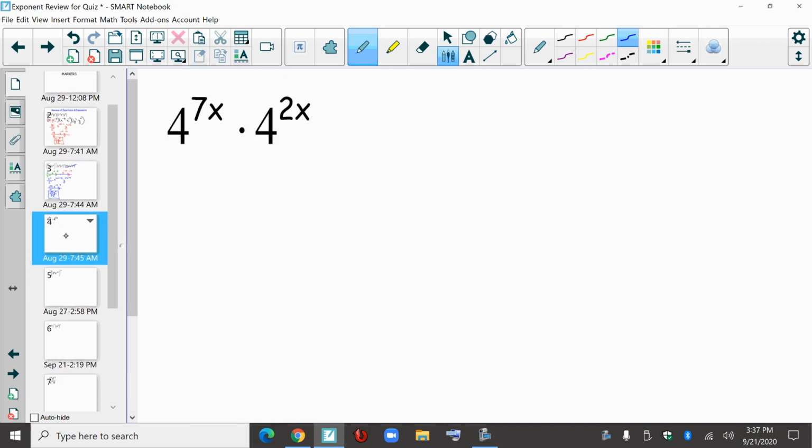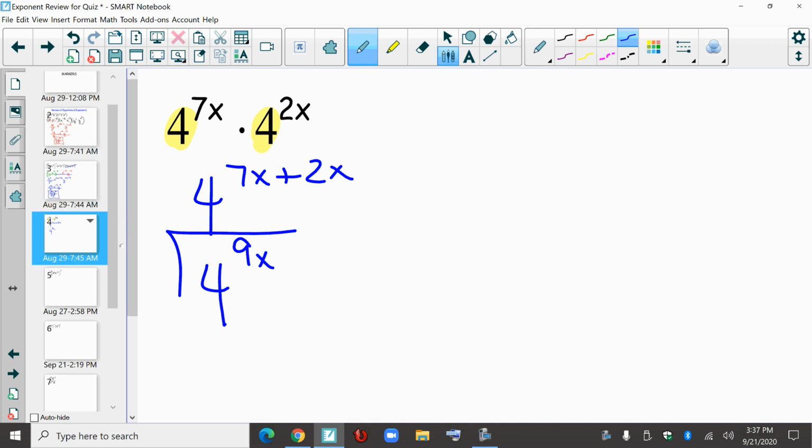Okay? Next, 4 to the 7x times 4 to the 2x. Now, what you're going to notice is that the 4s are exactly the same base. So since the bases are the same, you can simply add the exponents. So that gives you 4 to the 9x. And yes, you are done.